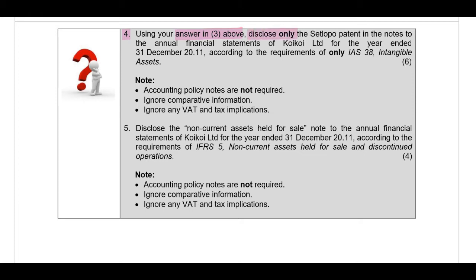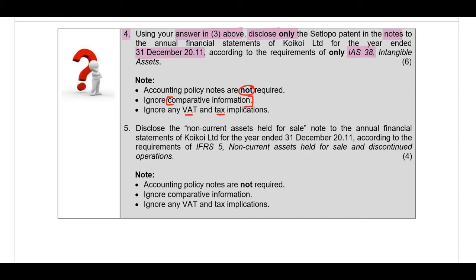Disclose only the said law patent and the notes to the annual financial statements of KoiKoi Ltd for the year ended 31 December 2011 according to the requirements of only IAS 38. Note, accounting policy notes are not required. Ignore comparative information and ignore any VAT and tax implications.